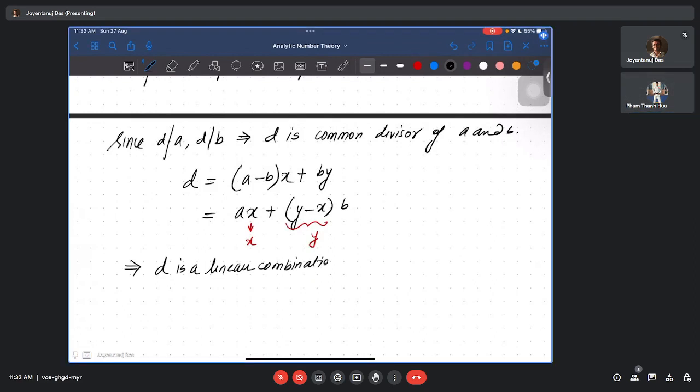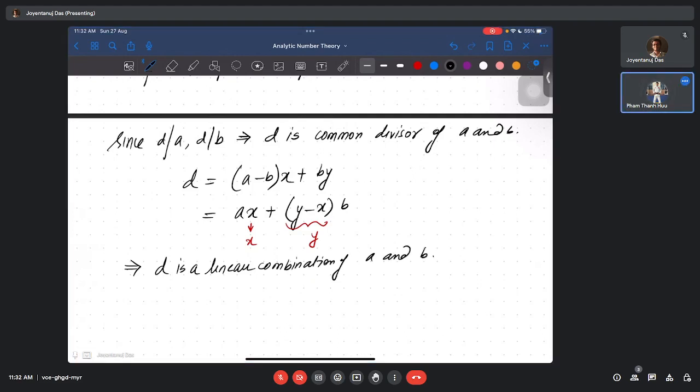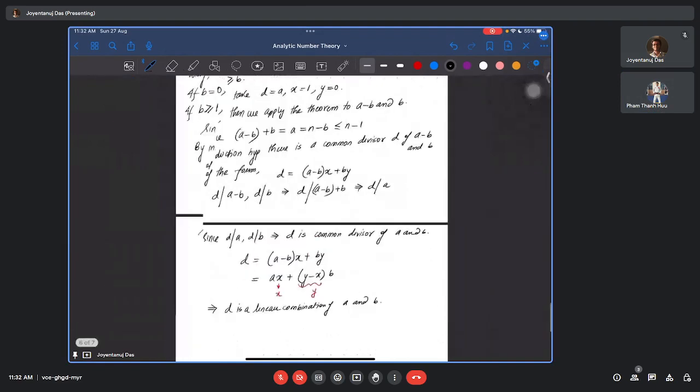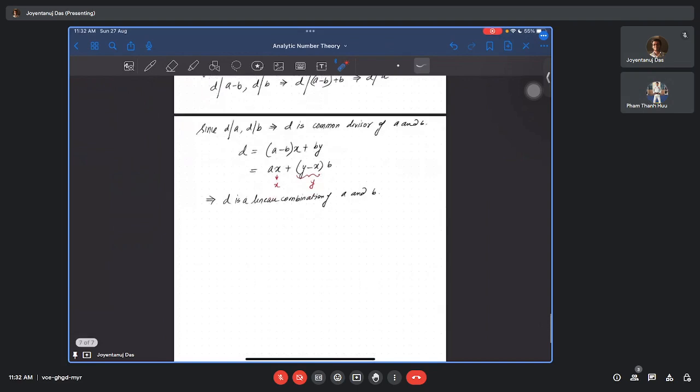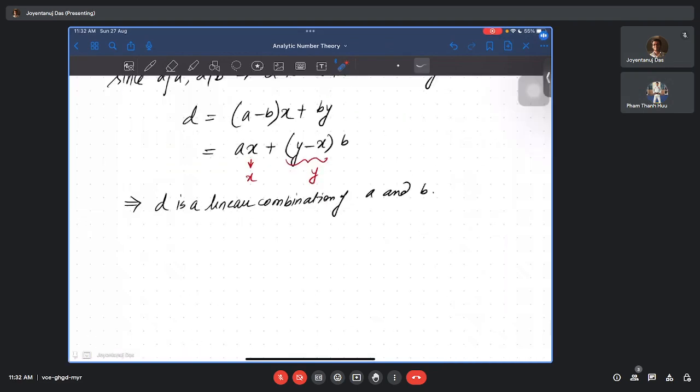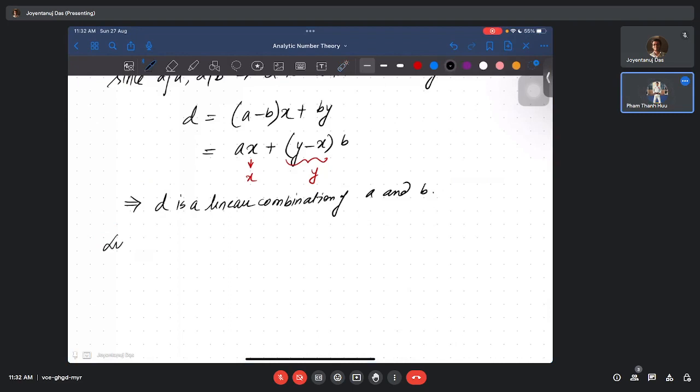So D is a linear combination of A and B. Now we have to show the second part, that every common divisor also divides D, right? So suppose E is another common divisor. So E divides A and E divides B, right?